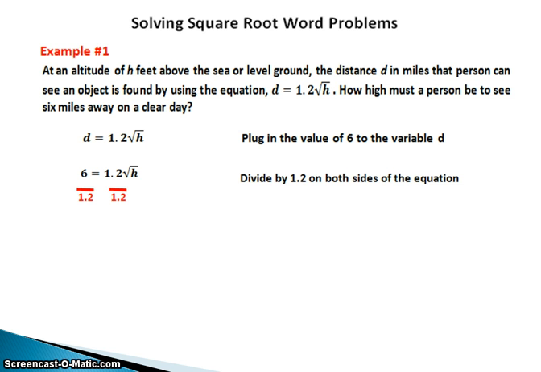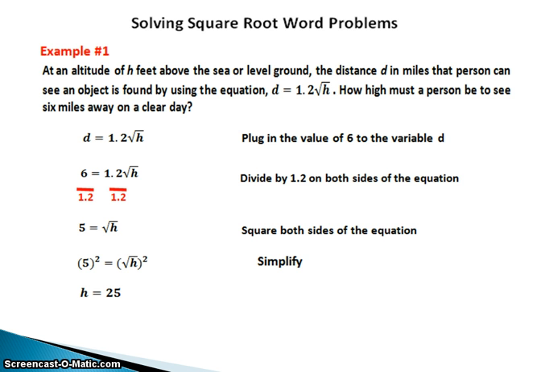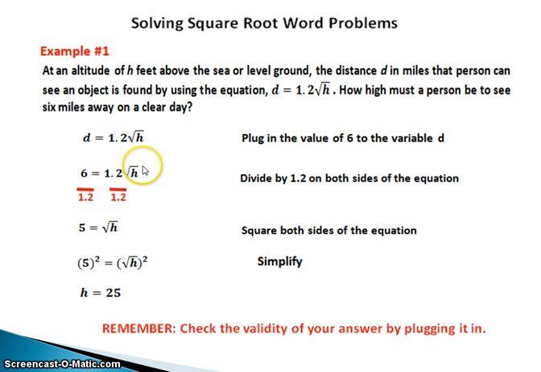We're going to divide both sides by 1.2 in order to isolate that square root, and now we can square both sides of the equation and get our answer of h is equal to 25. Now, as always, we are going to plug that answer back into the original equation and make sure it checks out. So if I plug in 25 for h, I know that the square root of 25 is 5. And 5 times 1.2 is in fact 6. So this answer checks out. It is a valid answer.